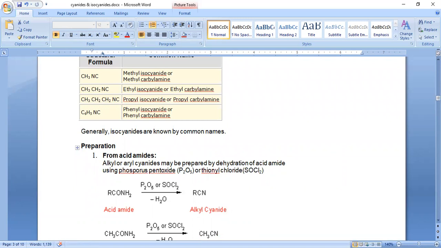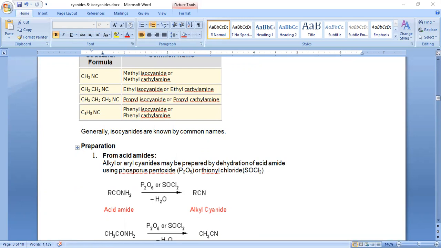Next, let's move on to the preparations in our syllabus. We have only three preparation methods. First one is preparation of cyanides from amides, then the second one is from RMgX, and then alkyl halides. We have only three types of preparative methods. So from amides, let's say the amide. What is the general formula of an amide? RC double bond O NH2.